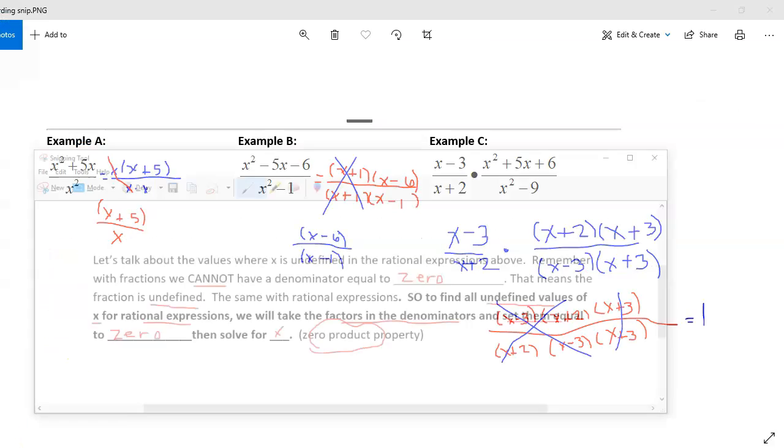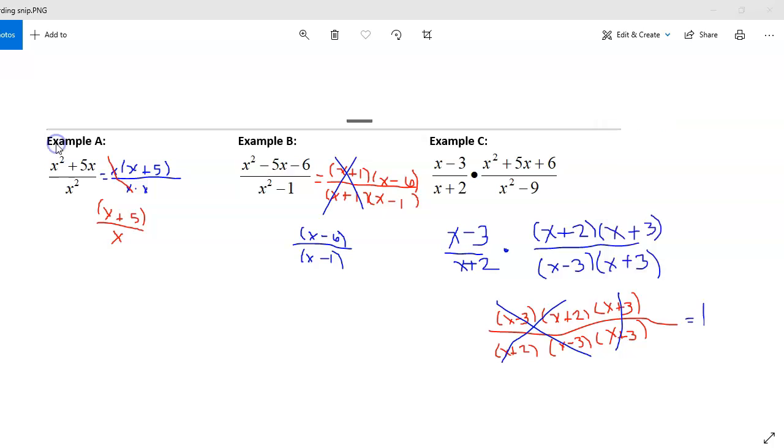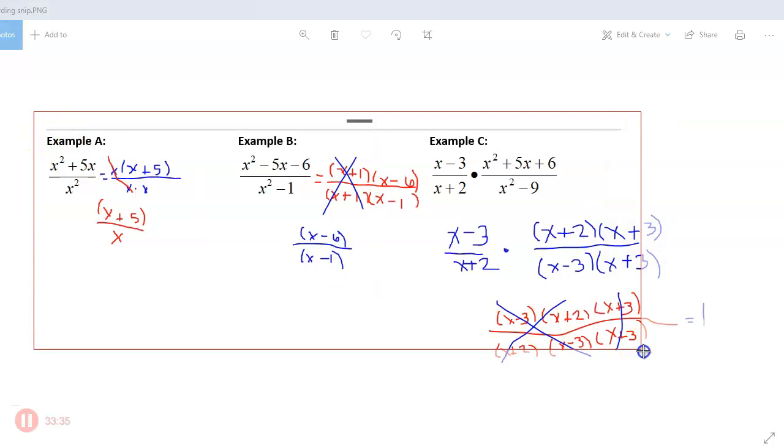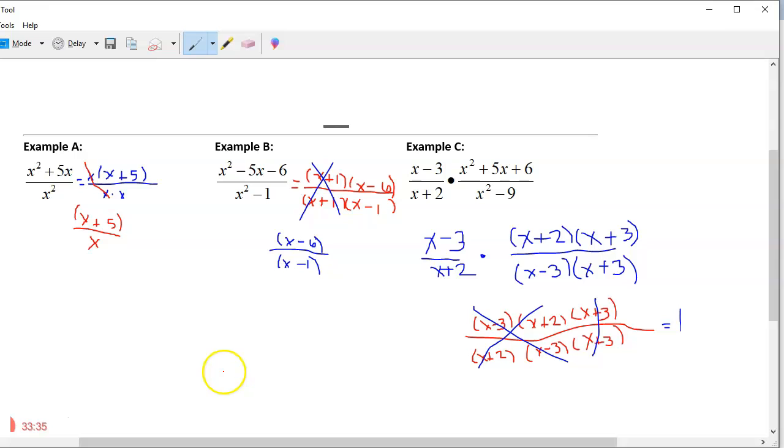So if I look at example A, and I'm told to find, I'm going to snip this, I'm told to find all the undefined values in example A, I'm going to look at the denominator in example A. I'll set that factor equal to 0 and solve for x. And let me go back. I'll look at the denominator when this thing was first simplified, or before it's simplified. So always look before you simplify, before you cancel anything. So that's over here. Our denominator was x squared.